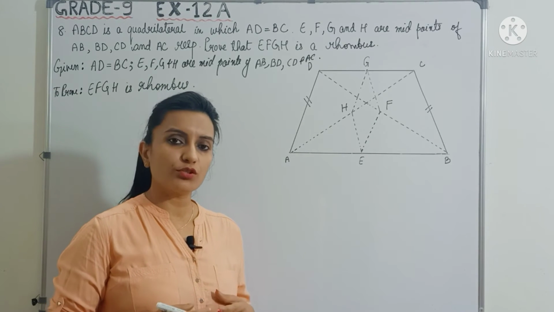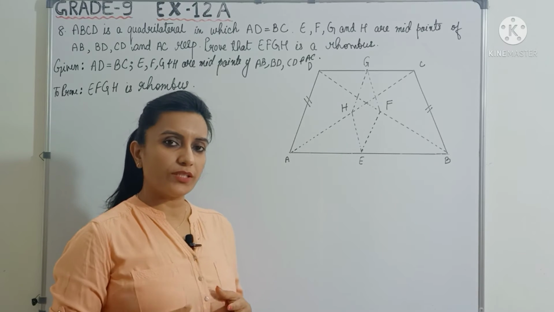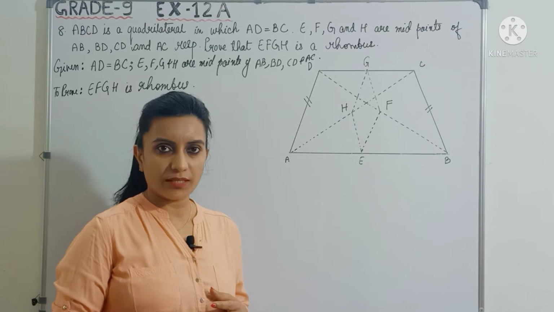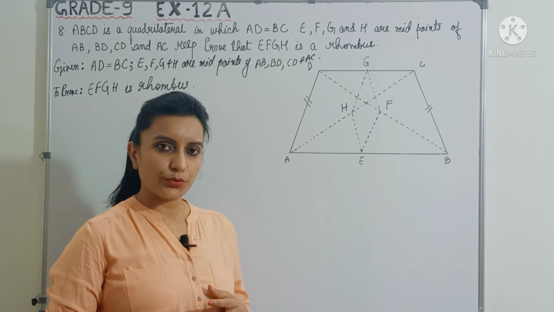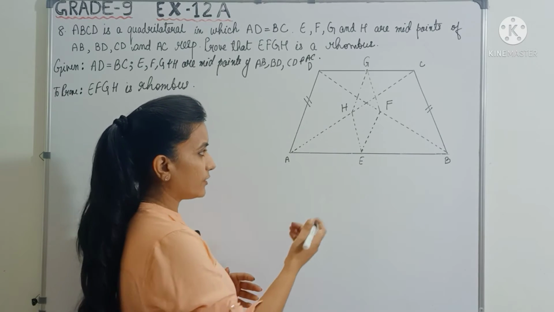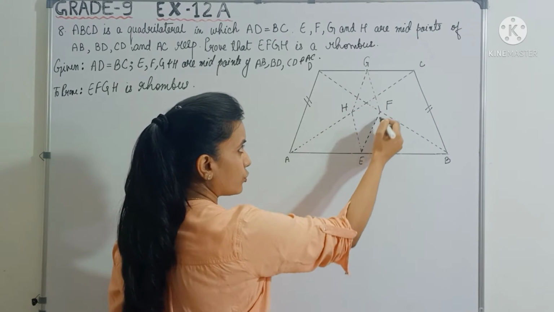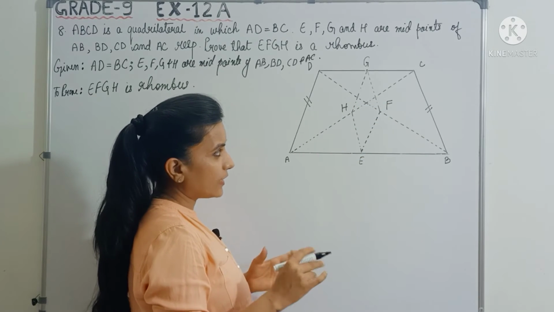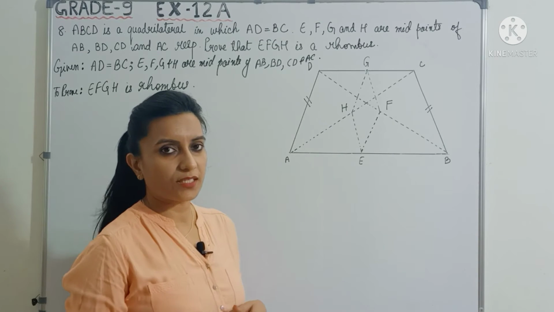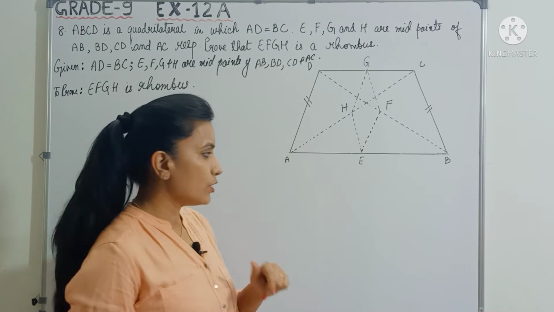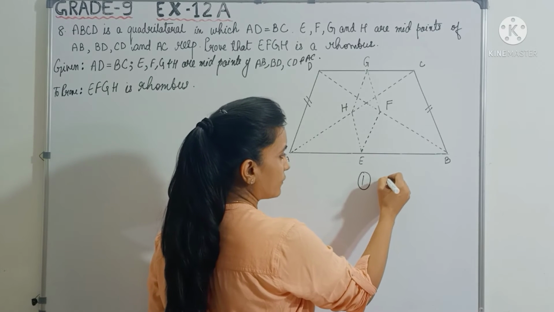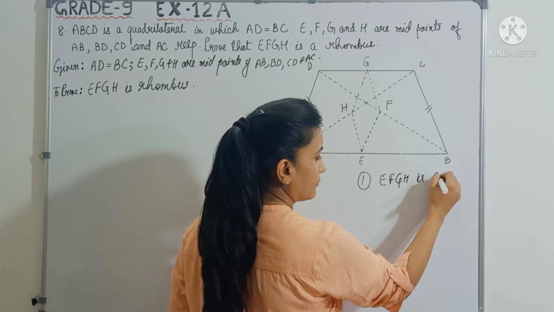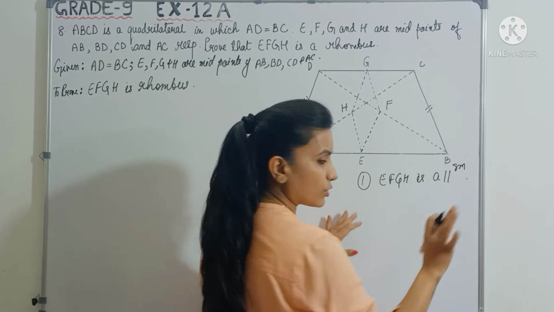So here what will you show to prove that any quadrilateral is a rhombus? So we know that rhombus is a special type of parallelogram where all sides are equal to each other, right? So here in this quadrilateral EFGH, if you show that this is a parallelogram, and second thing, if you show that any one pair of adjacent sides are equal, then this becomes a rhombus, right? So what is the first thing which you have to show? You have to show EFGH is a parallelogram. That's the first thing which you have to show.